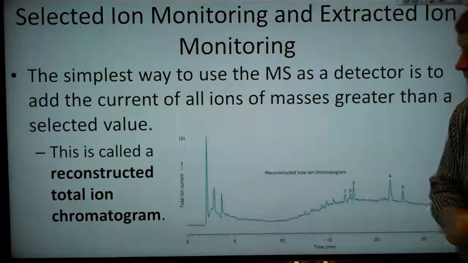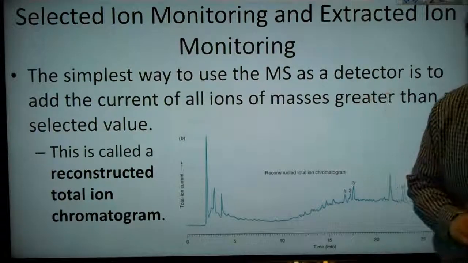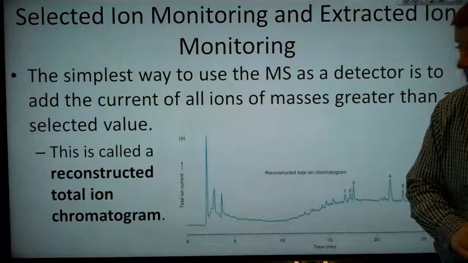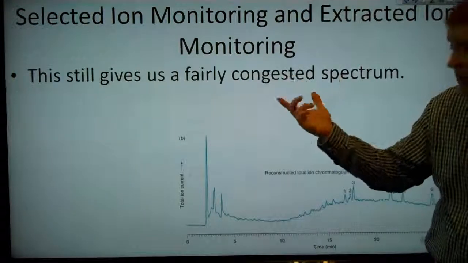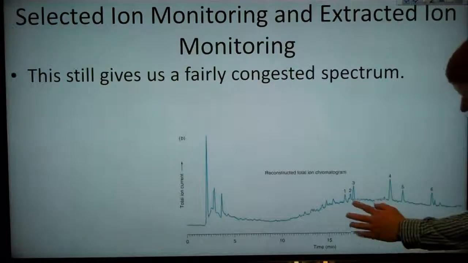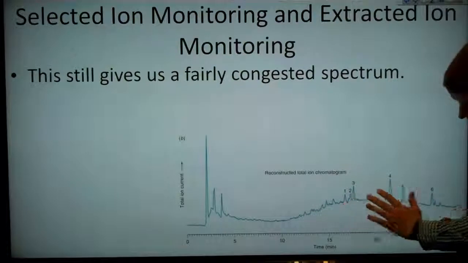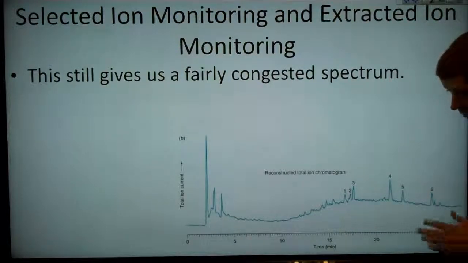So the simplest way to use the mass spectrometer as a detector is to add the current of all ions of masses greater than a selected value, and this is called a reconstructed total ion chromatogram. And this still gives us a fairly congested spectrum. Again, you can see now we've got a lower background compared to our peaks 1 through 6, but we still have a bunch of other stuff in there.